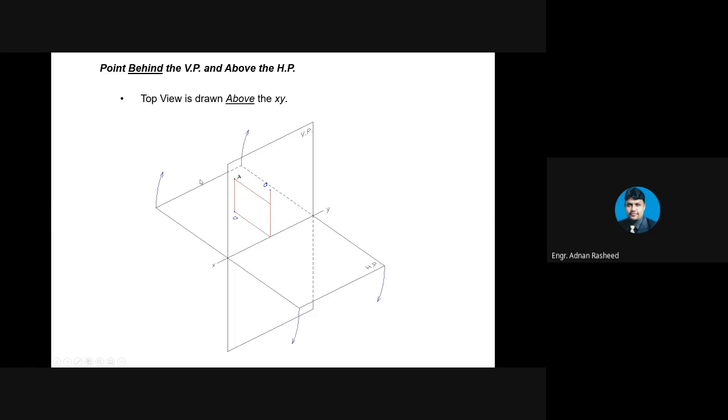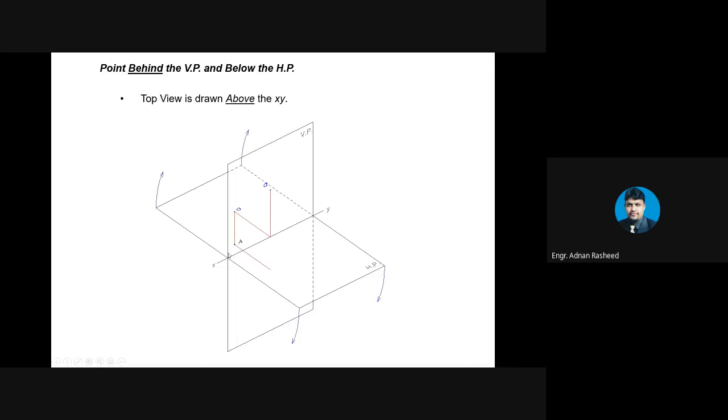So always the top view and the frontal view will be on separate places. Meaning if the top view is above, the frontal view will be below. If the frontal view is above, the top view will be below. We will see it in a while. Now, this is another scenario.